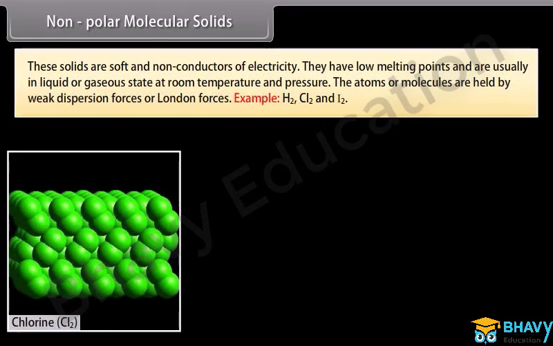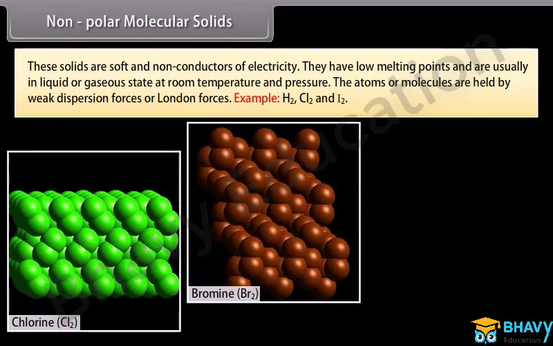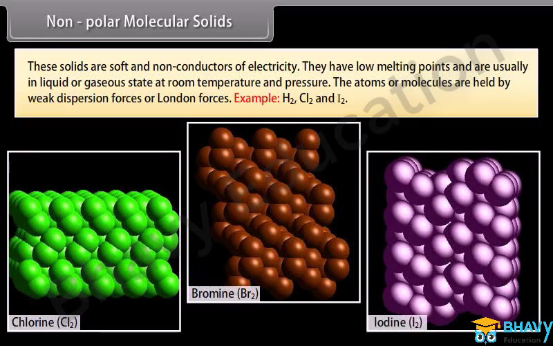Nonpolar molecular solids. These solids are soft and non-conductors of electricity. They have low melting points and are usually in liquid or gaseous state at room temperature and pressure. The atoms or molecules are held by weak dispersion forces or London forces. Example, H2, Cl2, and I2.